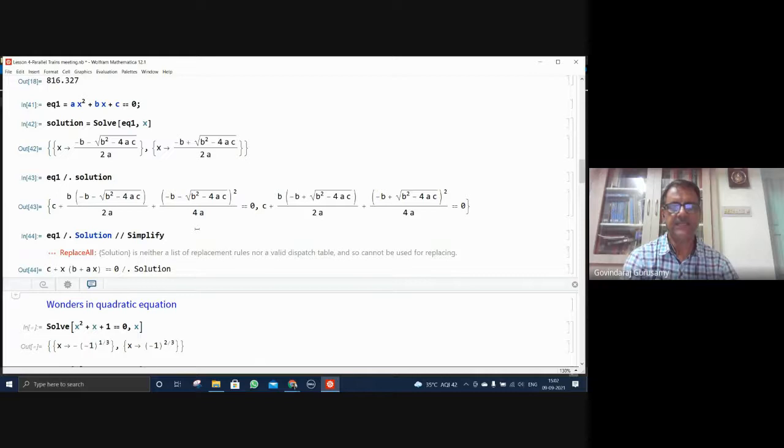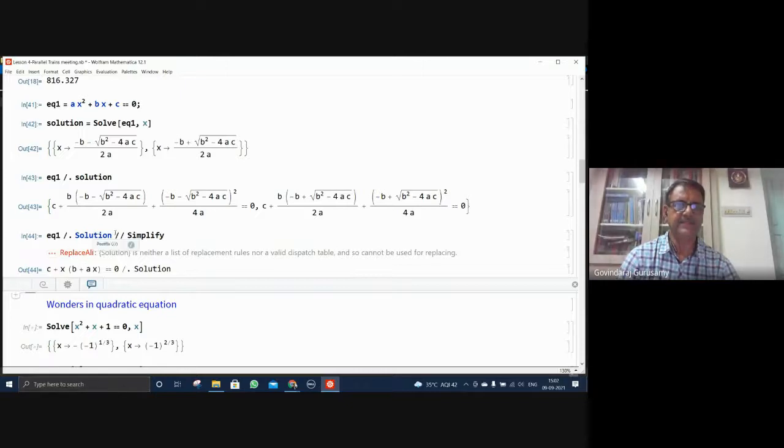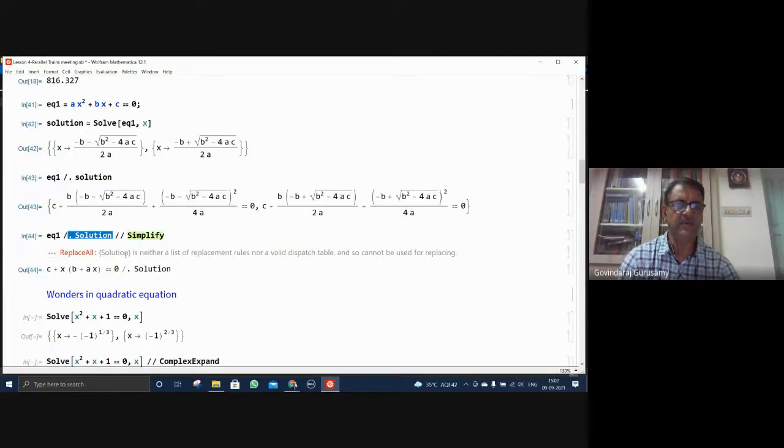Neither a list of replacement rules nor a valid dispatch table, so it cannot be used for replacing. What is the mistake? Any guess? So the solution you put with a capital letter. That's right. So this is already indicating as blue. If it is a defined variable, it's there. The blue will be disappearing.